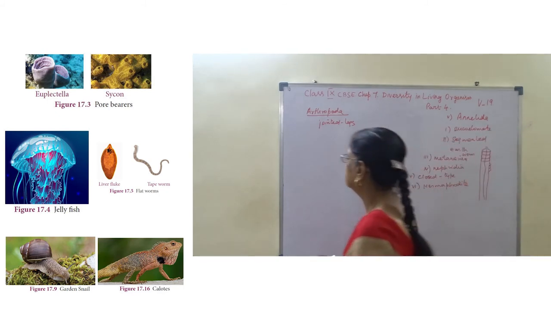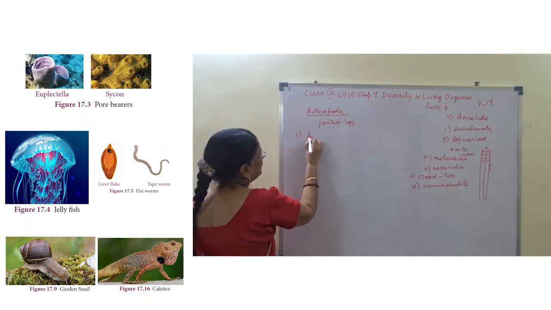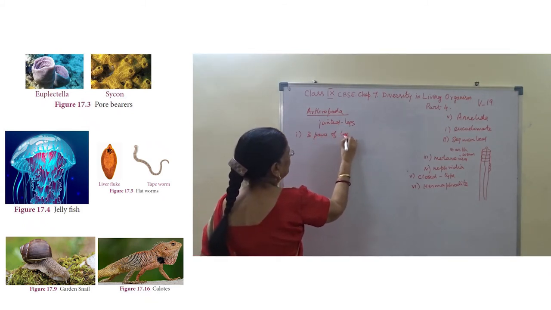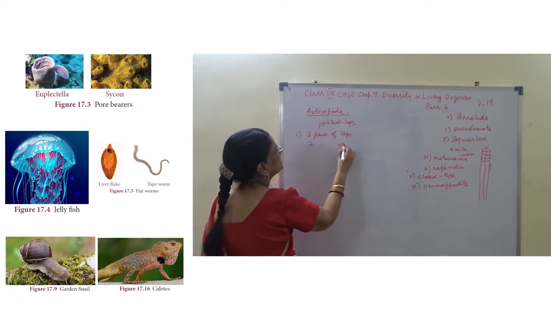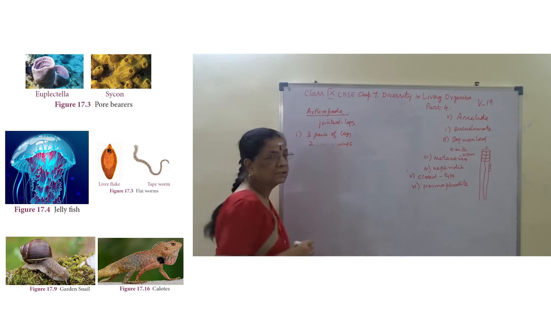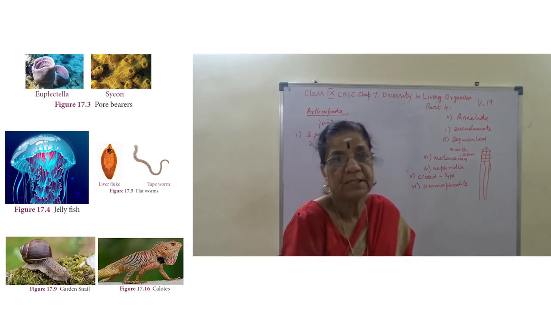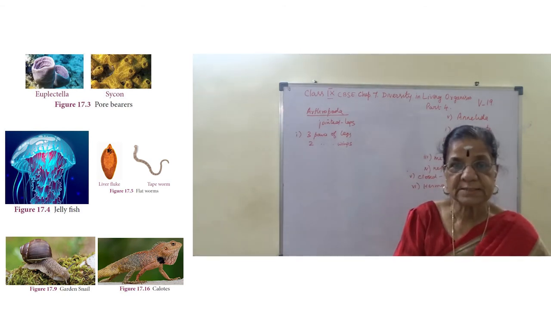And in cockroach, there are three pairs of legs and two pairs of wings. The locomotory organs are both legs and wings. The three pairs of legs are present in the thoracic region.